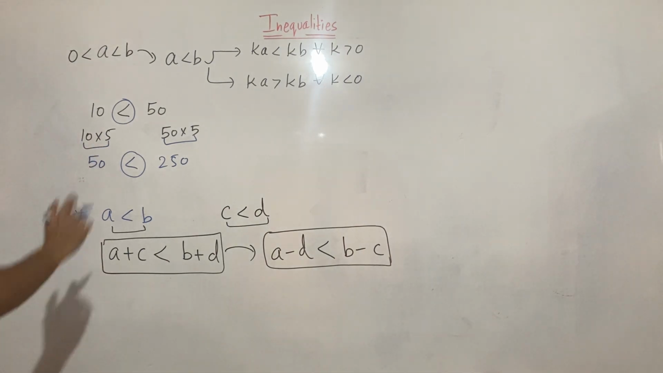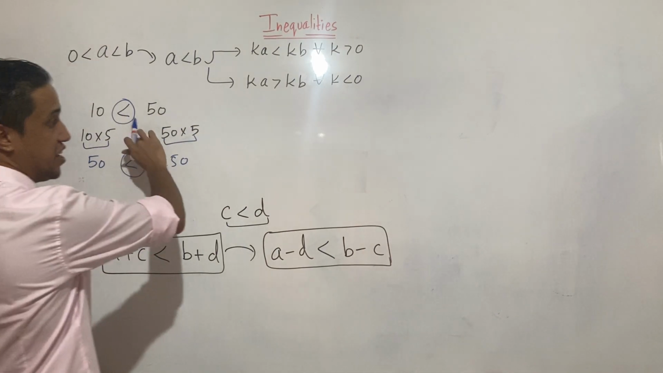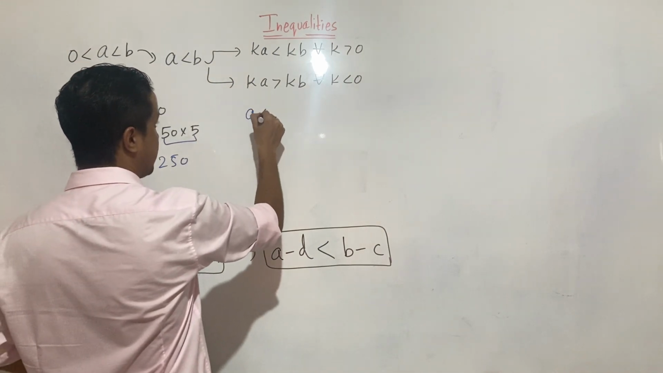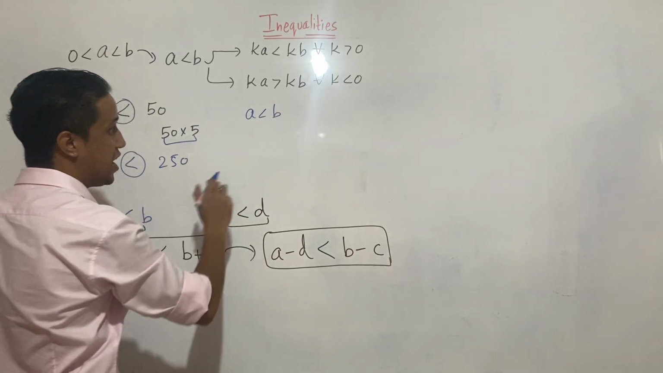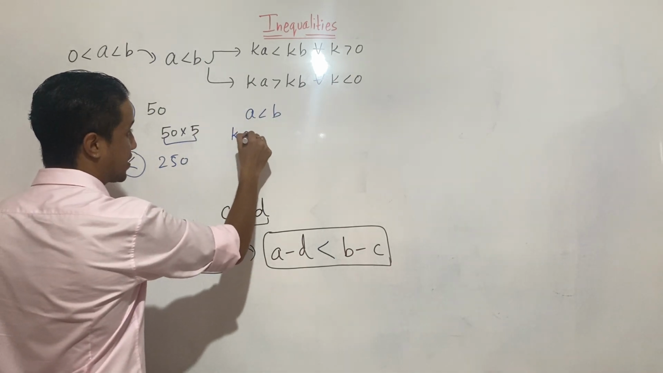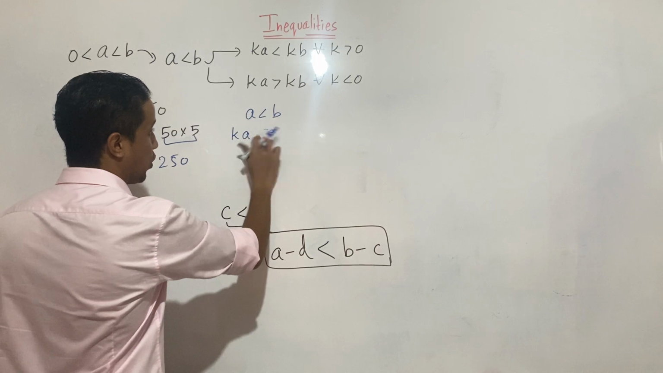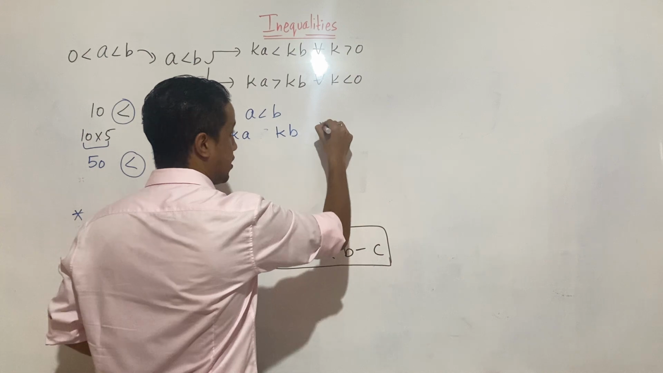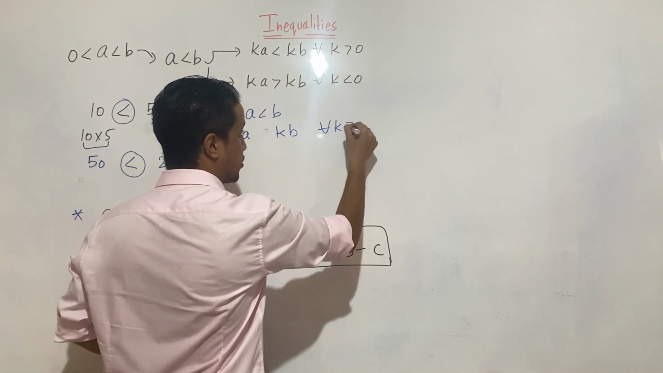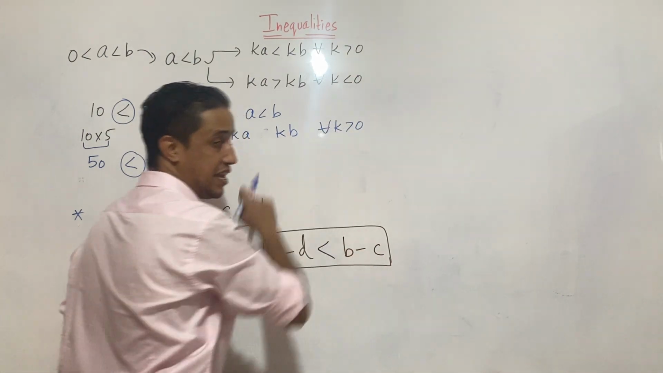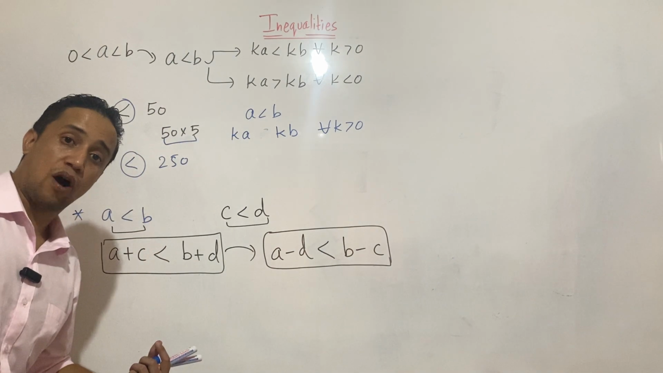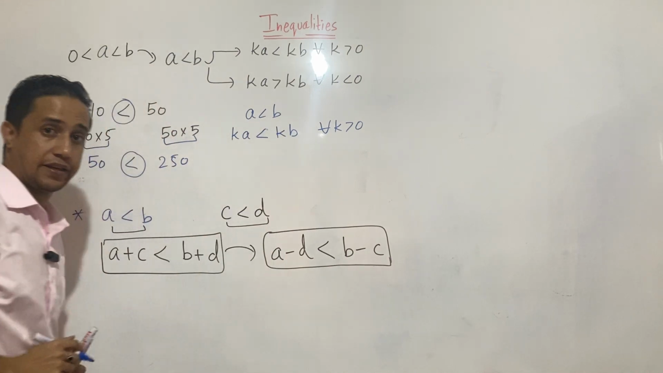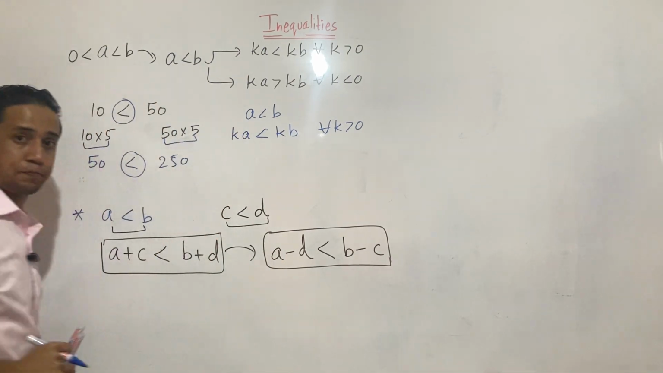Okay, so from here I can say that if this is the given inequality and you multiply both sides with k, then this side is going to be kb. If your k is greater than 0, it means for all positive numbers k, it's not going to affect the sign. Okay, this is what it says, right?